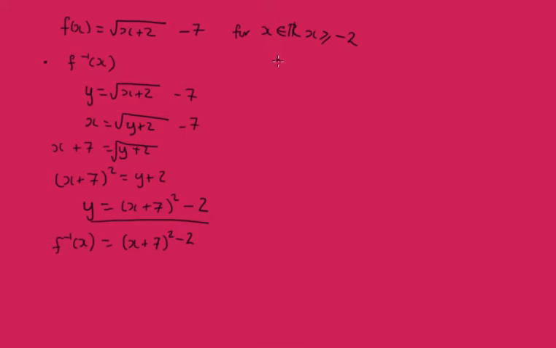Now we want to solve for when the inverse function is equal to f of 62. So let's first find out what f of 62 is. So we're going to solve the function for when x is 62. So that's going to be the square root of 62 plus 2 minus 7. 62 plus 2 is 64.